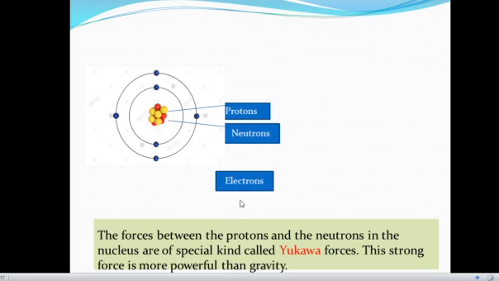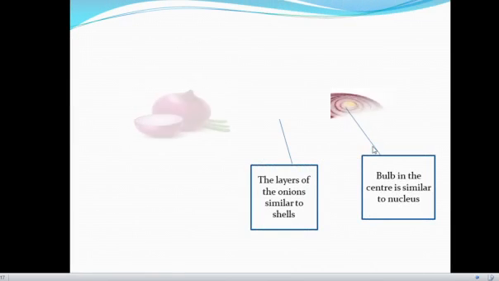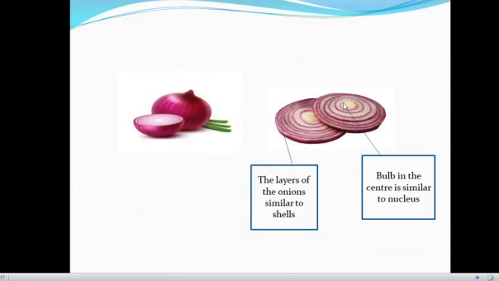So what about the arrangement of electrons? That should be discussed in today's session. What about the electrons and how are they present in an atom? There is a pattern. Just see, like an onion. In an onion, in the center there is a bulb, similar to our nucleus. The layers of the onion, as you see here, are like shells. So shells of an atom have a layered arrangement.